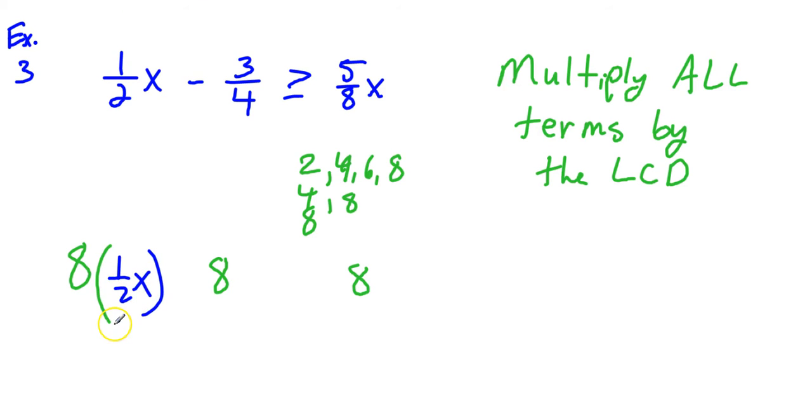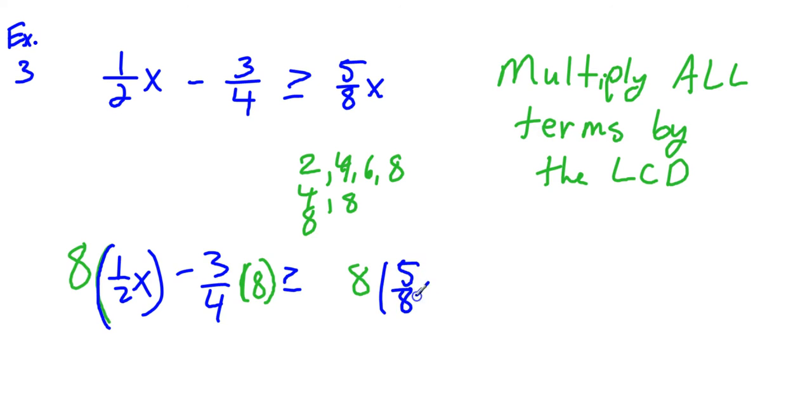We've got 8 times a half x. Scoot this over just a little bit. Minus 3/4 times 8. That is greater than or equal to 8 times 5/8.